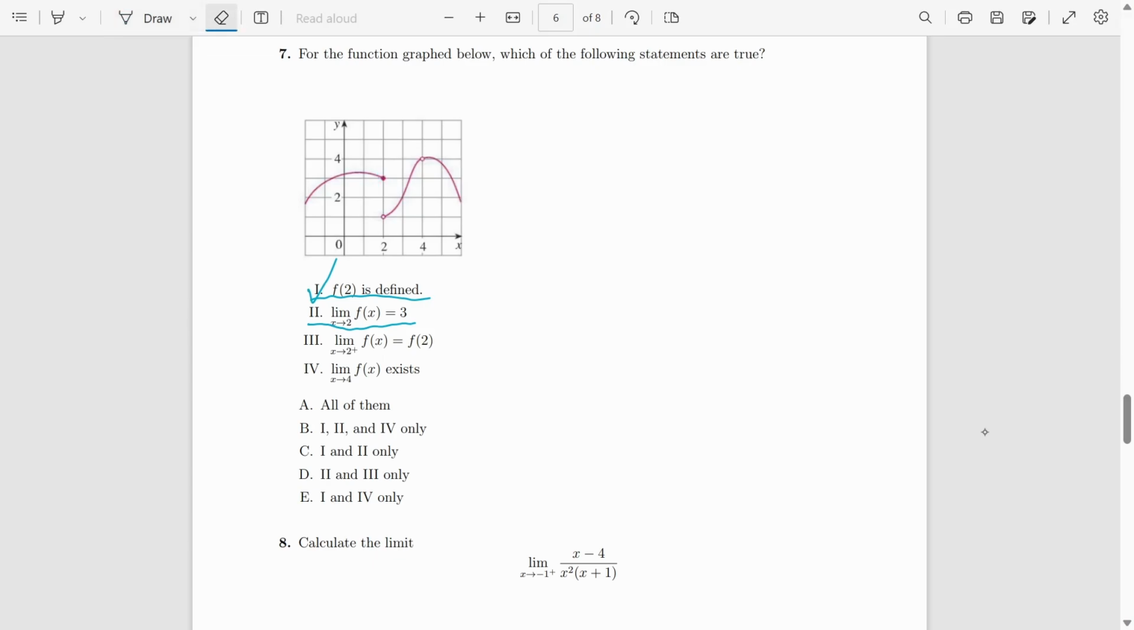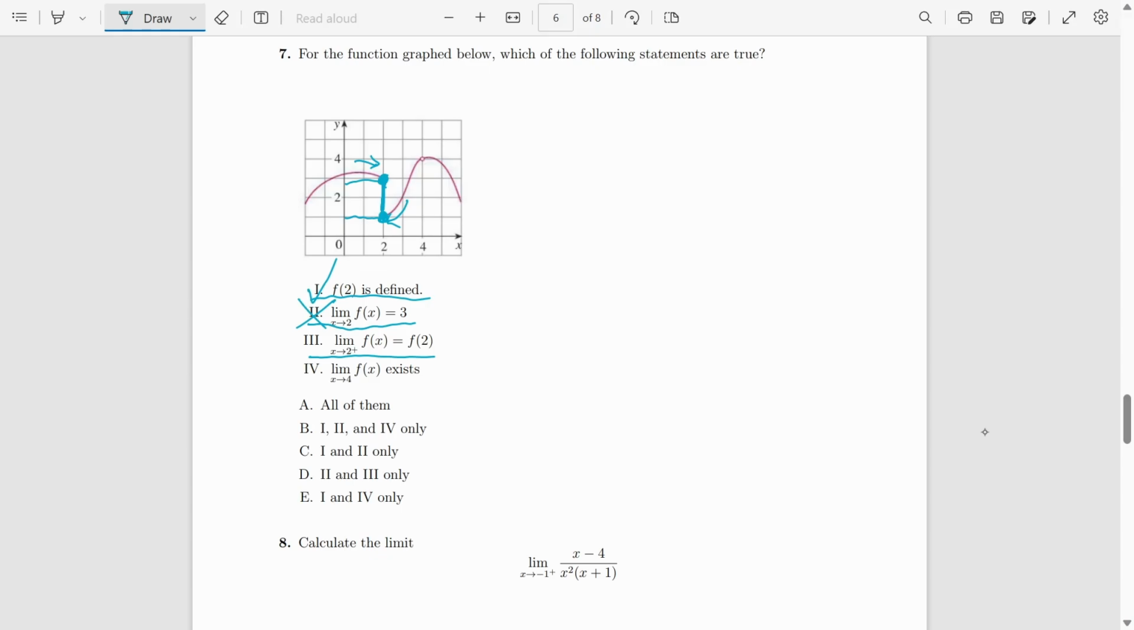But we have this big gap here, right? And in order for a limit to exist when there's a gap like that, then the left-sided limit and the right-sided limit both need to equal the same thing. And we see here they're not. The left-sided limit is equal to 3, and the right-sided limit is equal to 1. So therefore, the general limit at that part where there's no sidedness doesn't exist. So that one's false.